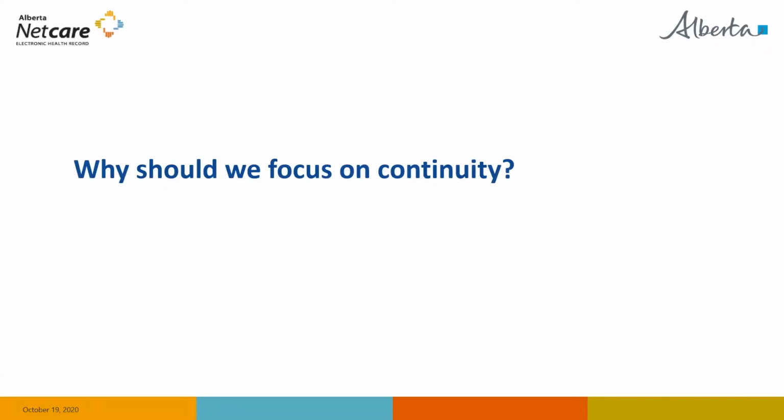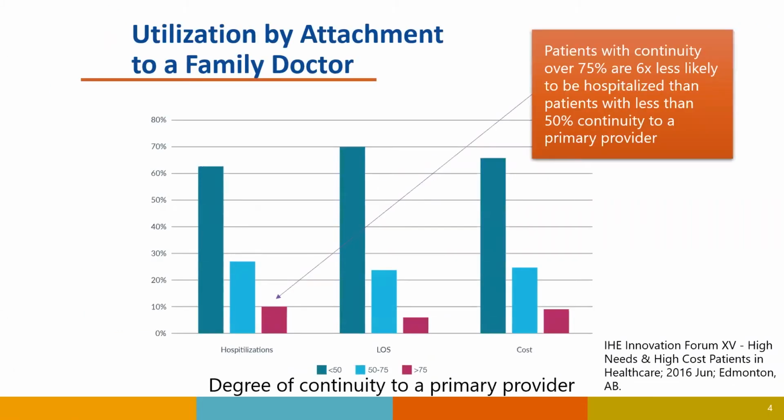So why should we focus on continuity? What you see on the slide is Alberta data, and it reflects the degree of continuity, shown by less than 50%, between 50 and 75%, and over 75%. Continuity has an impact on hospitalizations, length of stay, which is LOS, and cost to the system. Those patients shown in pink with the highest continuity, so these are the patients that see their family doctor over 75% of the time, are 6 times less likely to be hospitalized than patients with less than 50% continuity to their primary provider.